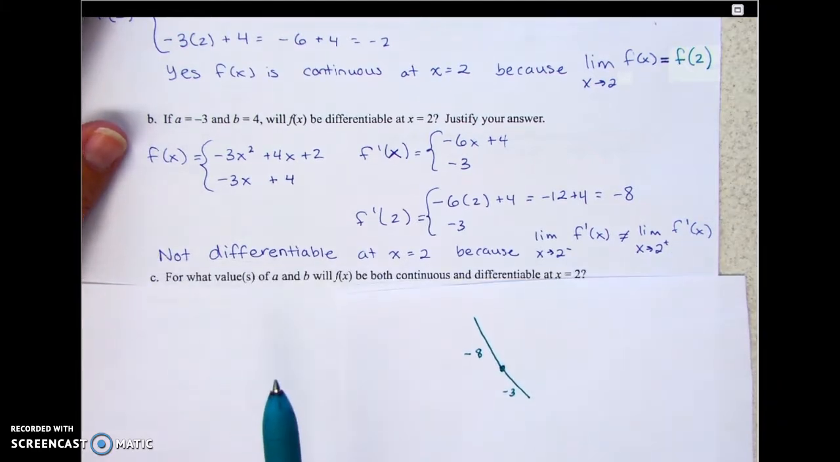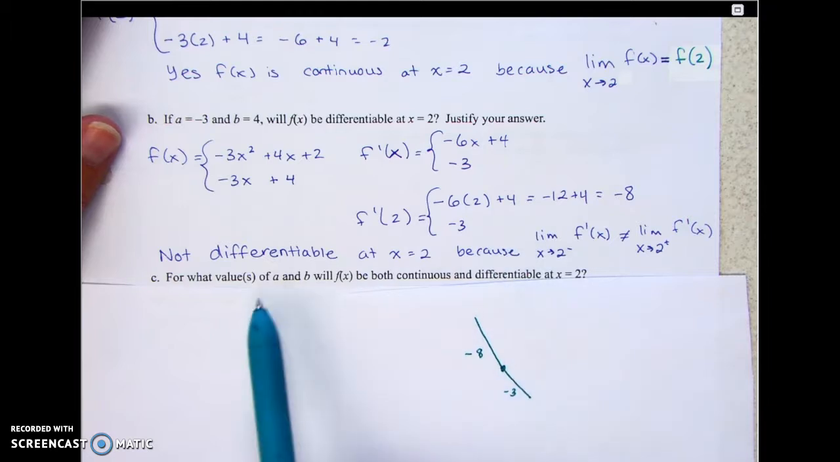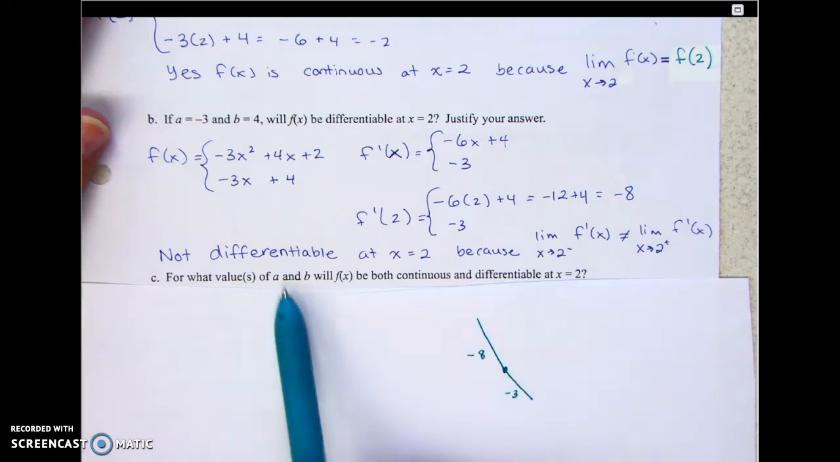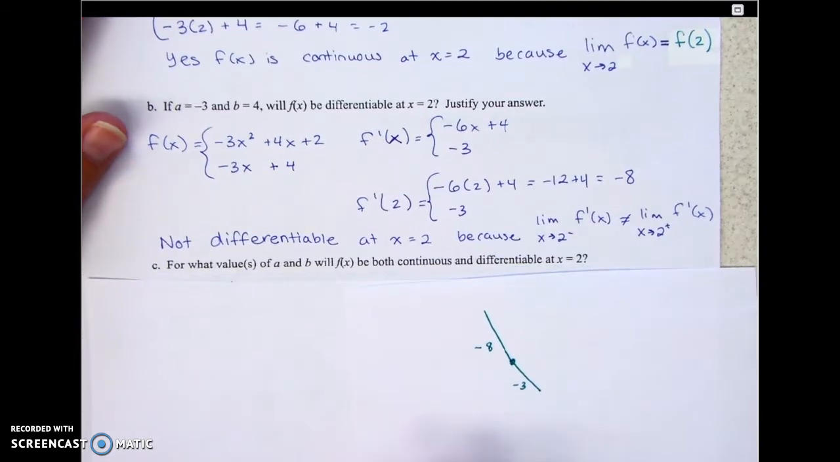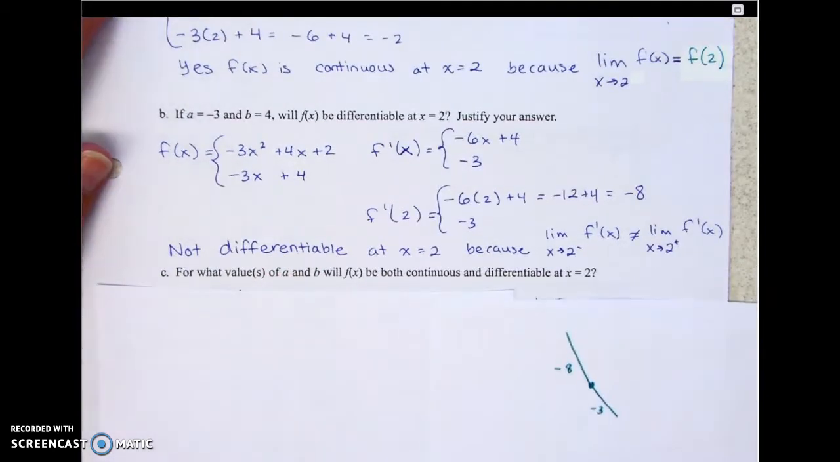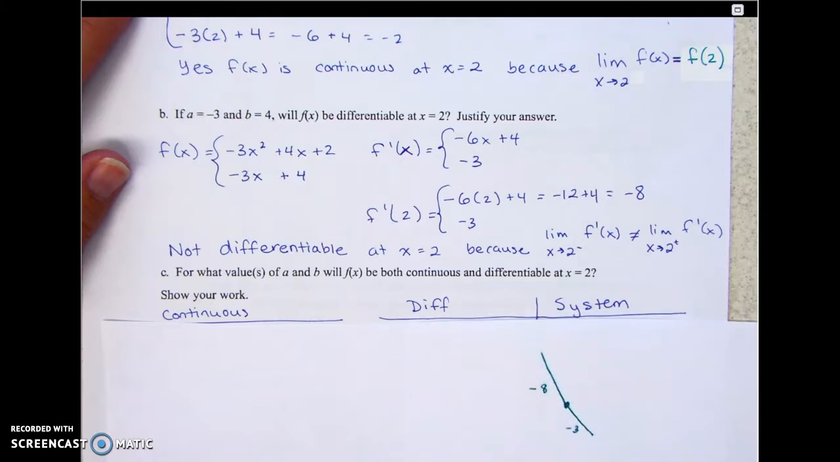Okay, so if it's not differentiable, then you're going to figure out what values of A and B will make it continuous and differentiable at x equals 2. So now forget the fact that A equals -3 and B equals 4. You guys, this is a process. This is not one step. And this is what your paper should look like, okay?